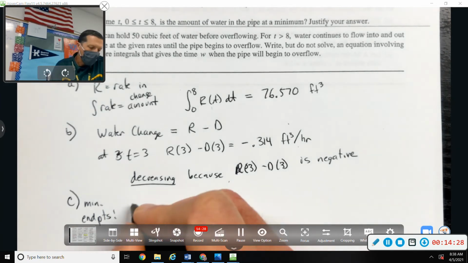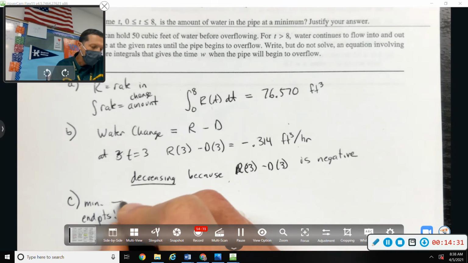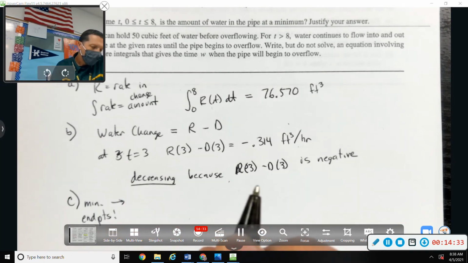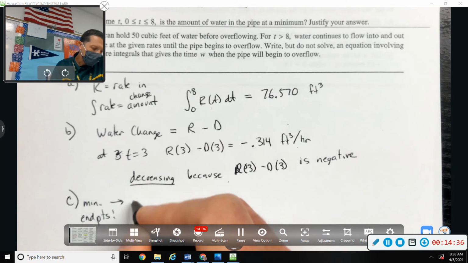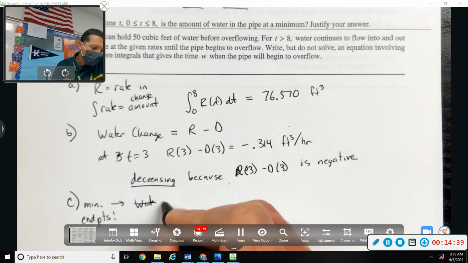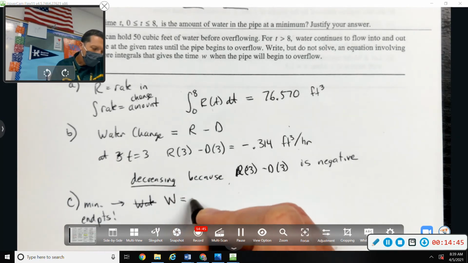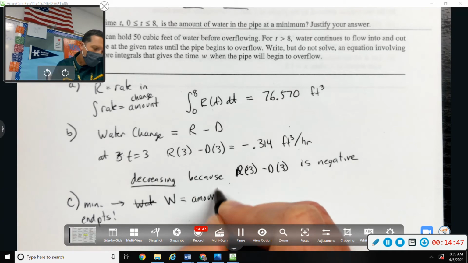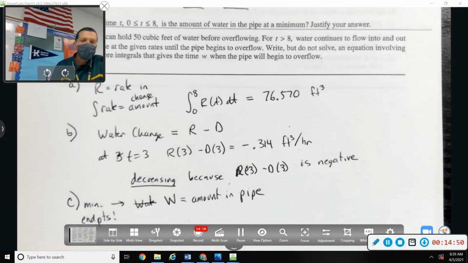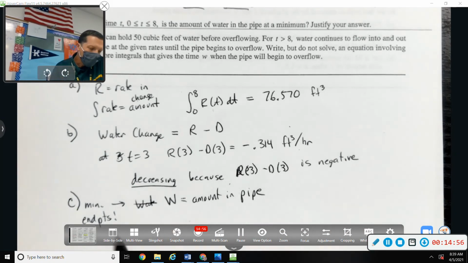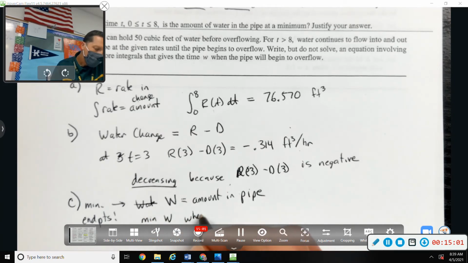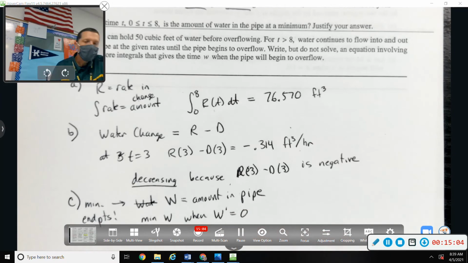But let's see, how do we say this? The water in the pipe, the change in the water, I need a different variable here. I'm going to make W equal the water in the pipe because I keep needing to talk about that. So I want the minimum W. So I need some critical points. I need to know when W prime equals 0.